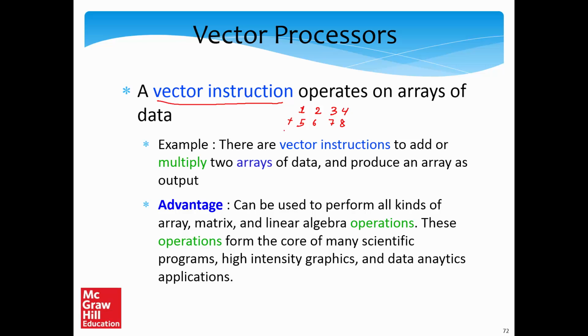then a vector instruction can process both the arrays. A single instruction can add the two arrays, so it will produce 6, 8, 10, and 12. Previously what we would have done is maybe write a for loop, or we would have had multiple instructions to do adds. At least we would have required 4 add instructions. But in this case, a single instruction will take care of such operations.